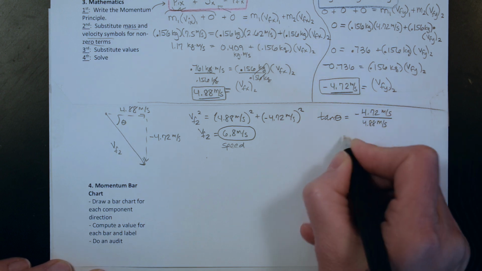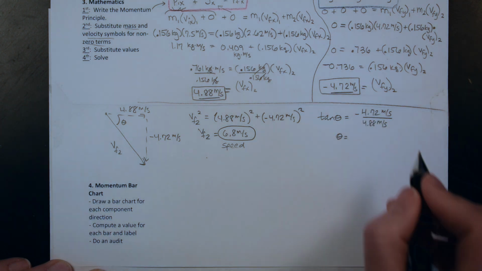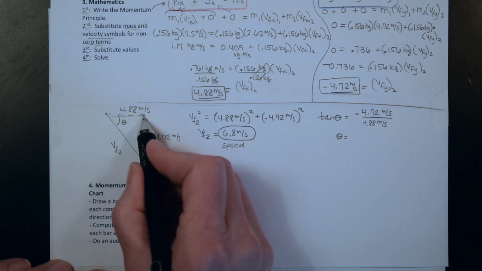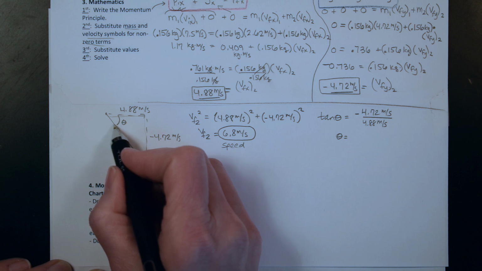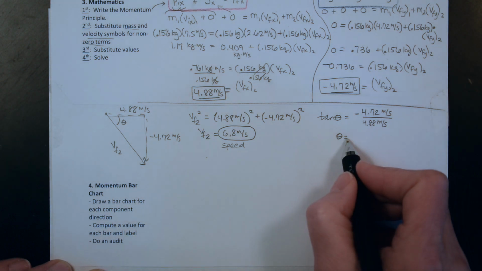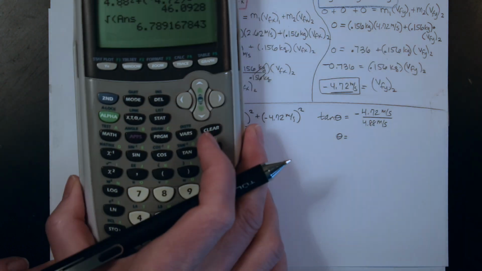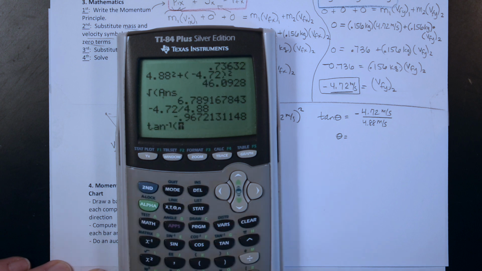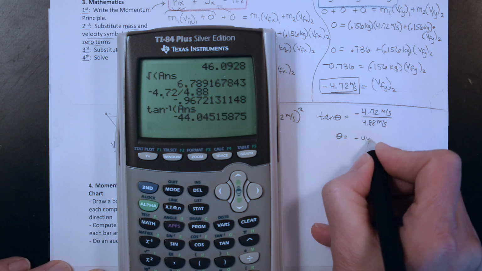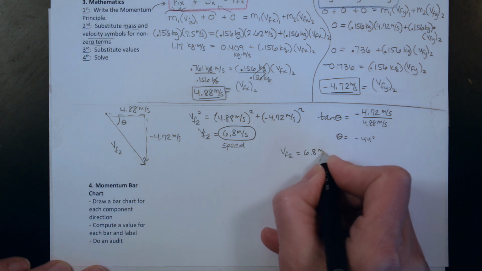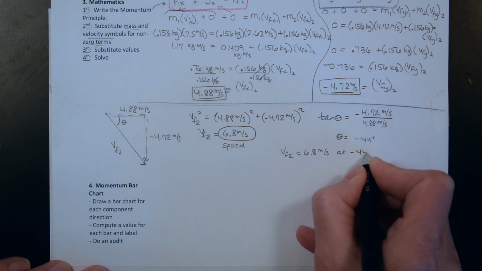It's okay if you don't put the negative here. I usually don't. I usually just deal with this as a triangle with an acute angle, and then I manually put in the sign of that angle afterwards. It's up to you. Just make sure you pay attention to what's going on in the diagram. So we have negative 4.72 divided by 4.88, inverse tangent of that answer, and we get negative 44 degrees. So the actual velocity of the ball is 6.8 meters per second at negative 44 degrees.